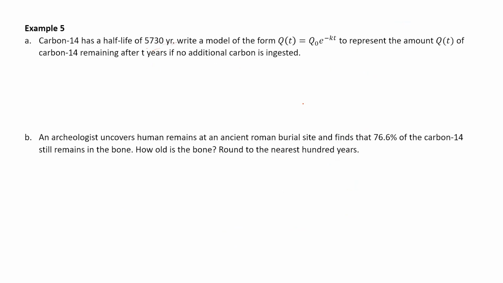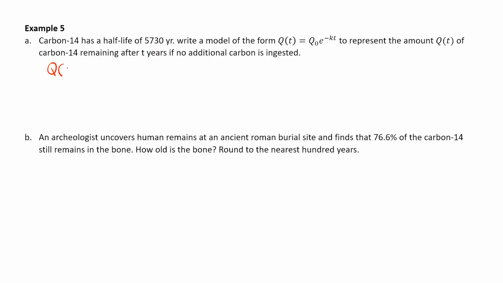Okay, so we want to create a function Q of t equals Q sub 0 e to the negative kt. To do that, we're going to have to figure out what k is. All they've told us is the half-life of carbon-14. The half-life, remember, is how many years it takes to have half of what you started with.